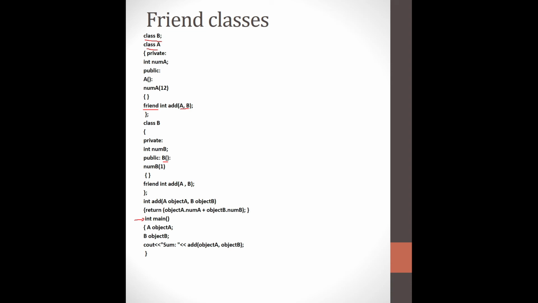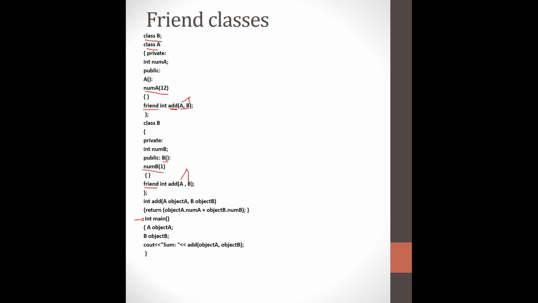Okay, fine. Now cout sum, add of. Add is a function with two arguments, object A comma object B. Now what is add? You cannot find it inside class A as well as class B, but you can find a keyword which is called friend in both the classes. So what does it mean? You are going to use a function called add, which is going to act as a friend for both A and B, which means it will act as a friend for class A as well as class B, so that it can access numA as well as numB.